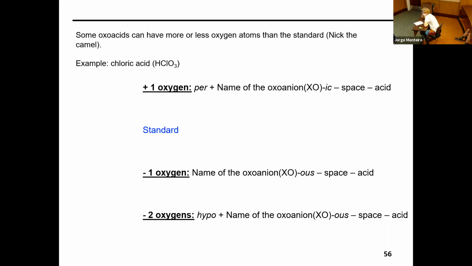Okay, so the nomenclature here starts with knowing the standards. You can use the panel, and from the standards, you have to recognize if there is addition or if we are losing oxygen atoms, and with that, adjust the nomenclature. Okay.